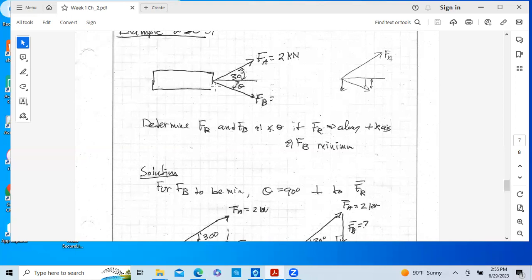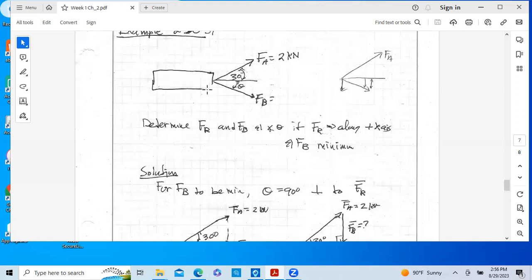A and B. And the force in A is 2 kilonewtons, and it's acting at a 30-degree angle. F sub B is unknown. But we know this. We also know that the tug is going to be moving along this x-axis. The resultant force is going to be in this direction. We want F sub B to be a minimum value. So we have 3 forces.